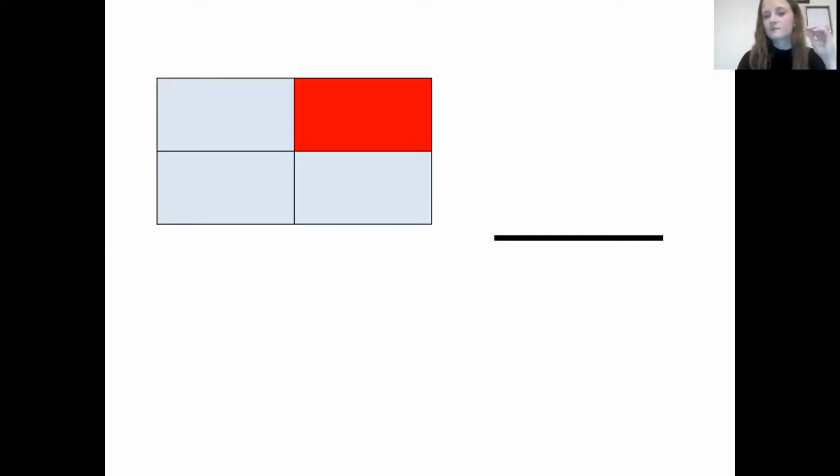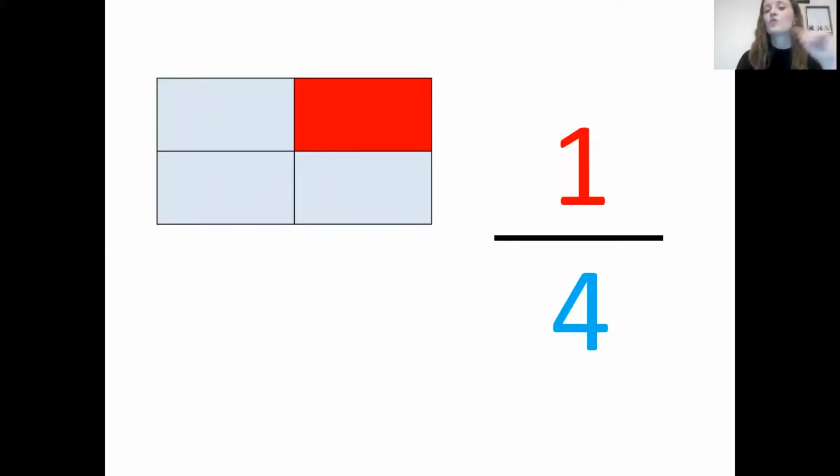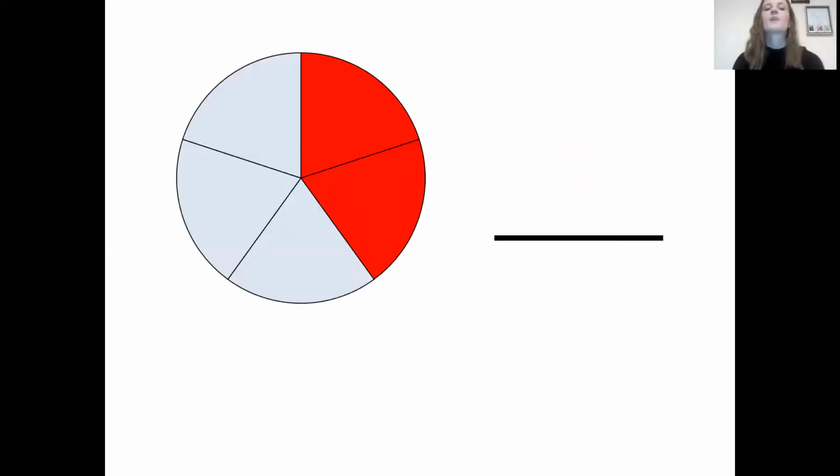This one, our denominator, it's been broken up into 4 equal pieces, one of which is colored in. So it is 1/4, right? 1 out of 4 is colored in, 3 out of 4, or 3/4, is not colored in. This one is into 5 equal pieces, so it would be in fifths, of which 2 out of the 5 is colored in, so 2/5 is colored in.